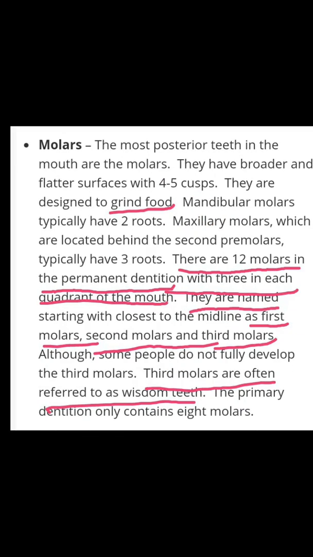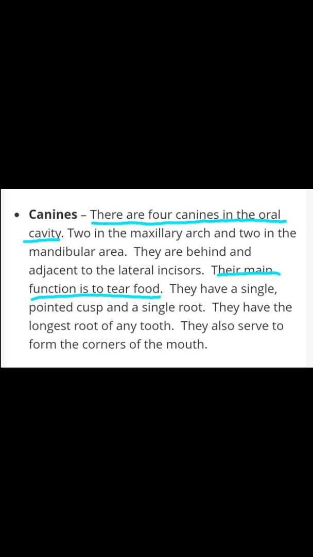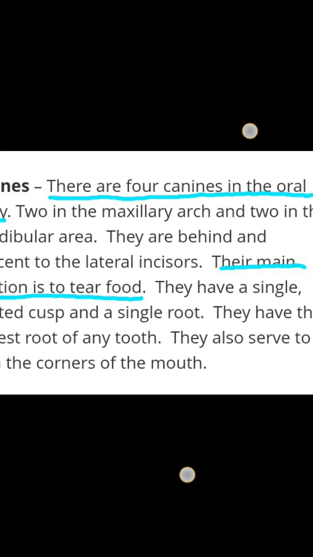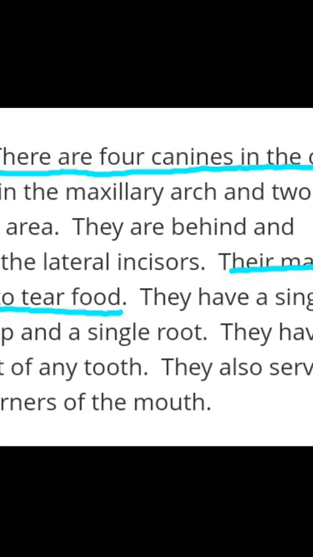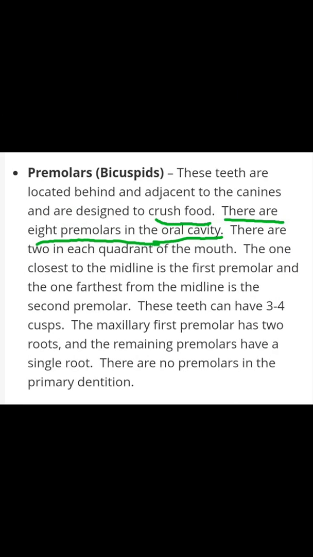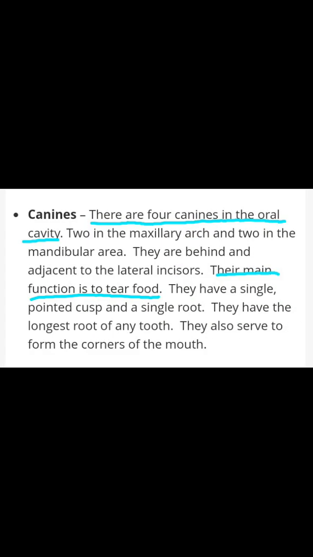Now in herbivorous animals, the molars are more prominently developed than canines. But in carnivorous animals, that is flesh eating animals, the animals that need to tear the flesh, the canines are more prominently developed because they help in tearing the flesh.